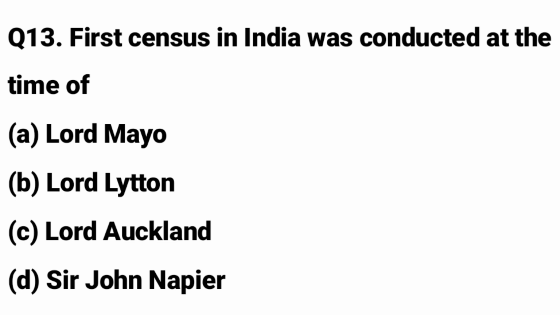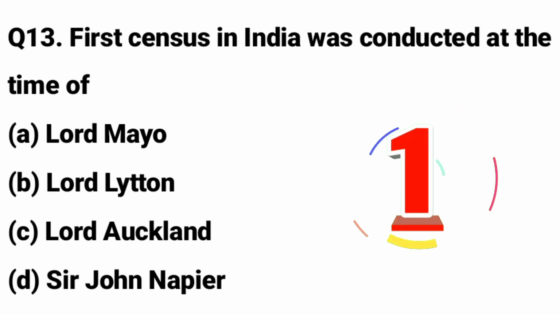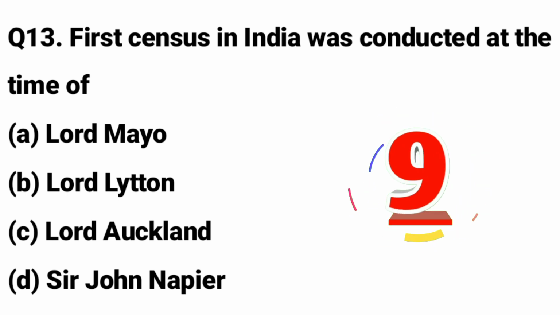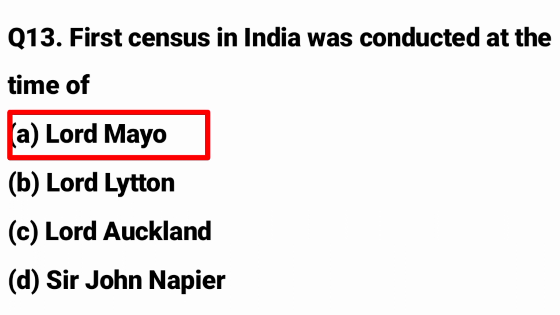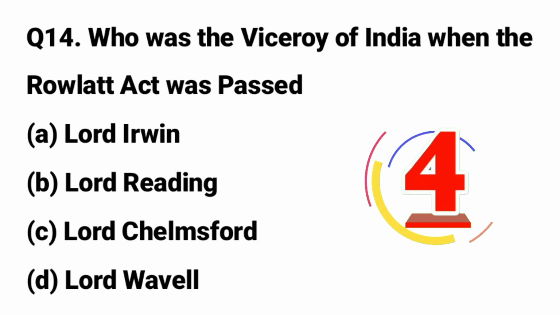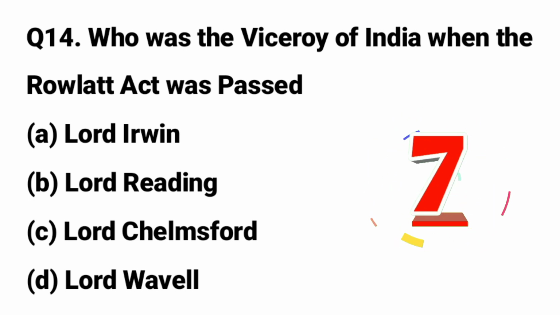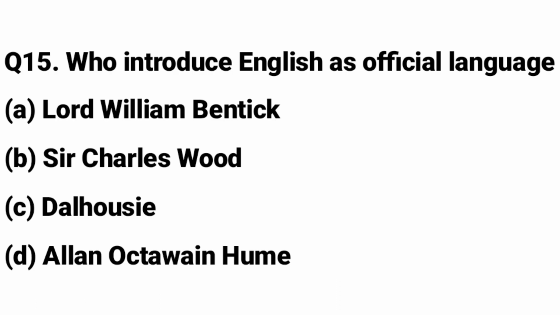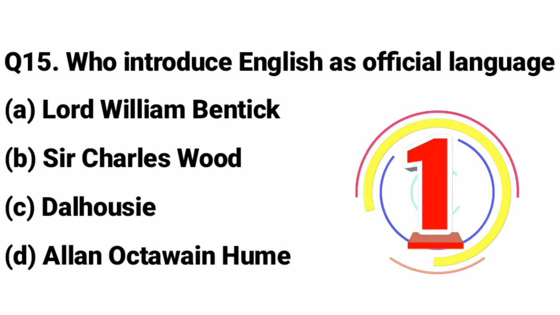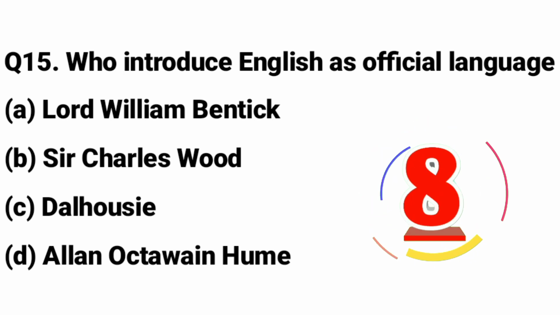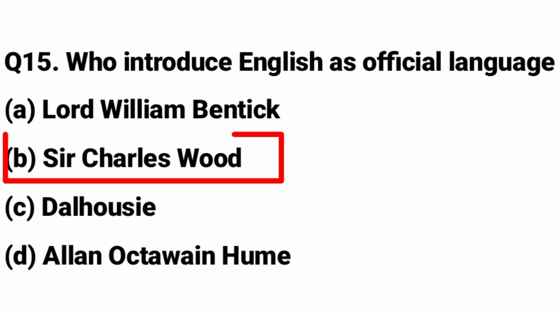Question number 13. First census in India was conducted at the time of? Answer A. Lord Mayo. Question number 14. Who was the Viceroy of India when the Rowlatt Act was passed? Answer C. Lord Chelmsford. Question number 15. Who introduced English as the official language? Answer B. Sir Charles Wood.